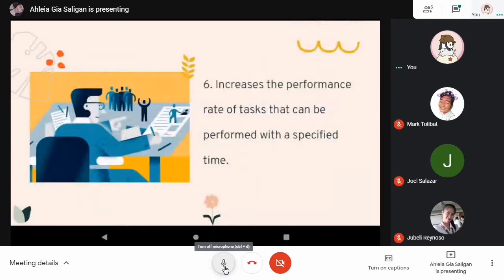Number six, increases the performance rate of tasks that can be performed within a specified time. So we can have many resources that can help us to have an easy and quick performance of tasks to be done.